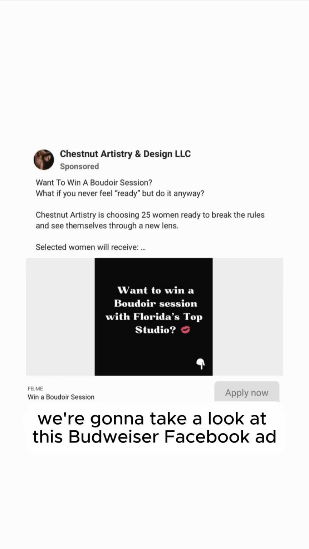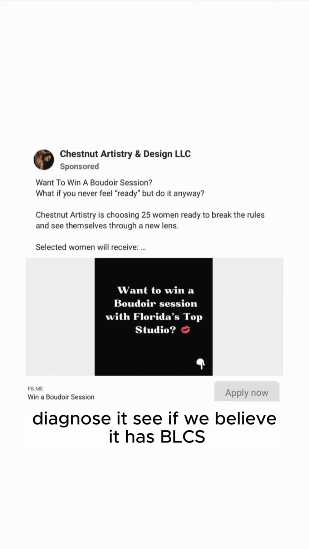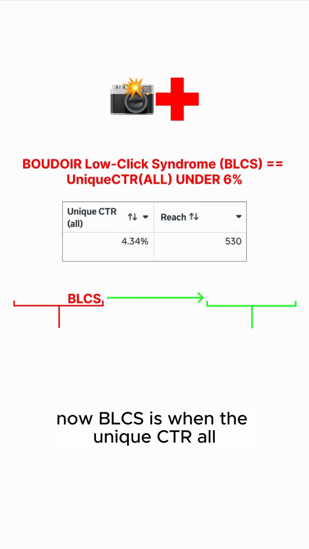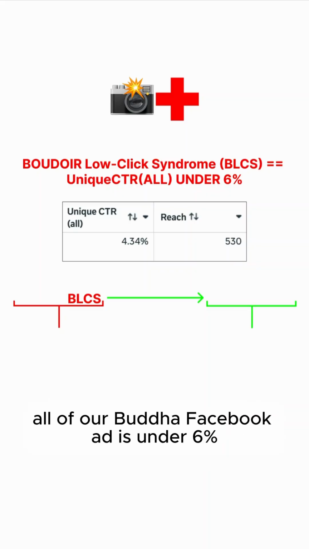All right, y'all, we're going to take a look at this Boudoir Facebook ad, see if we believe it has BLCS, aka Boudoir low click syndrome. Now, BLCS is when the unique CTR all of our Boudoir Facebook ad is under 6%.